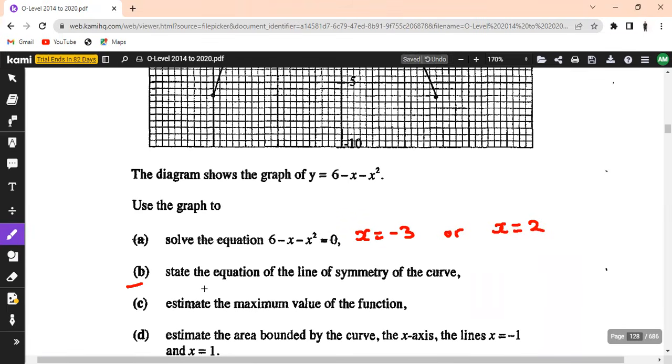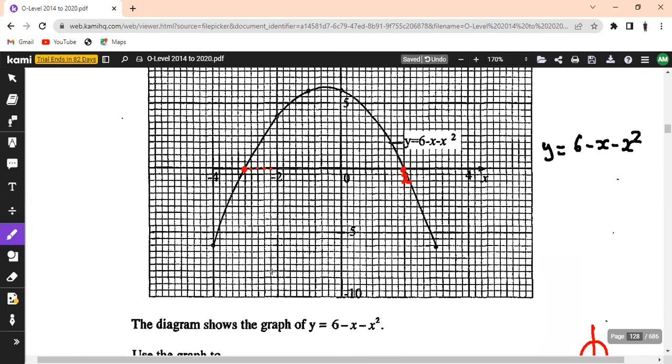Then B, state the equation of the line of symmetry of the curve. So remember, the line of symmetry is the line that divides the curve into 2 equal parts. You can determine this by looking at the curve. Now it's going to be difficult for us to draw the line, but it was supposed to be in between. Maybe it's somewhere there, but in between, you draw a straight line, guys. Just pardon this.